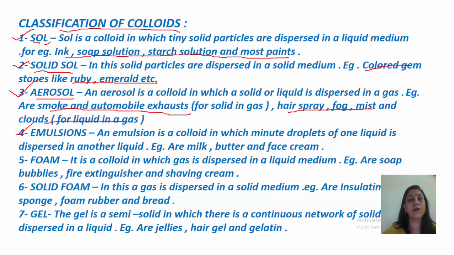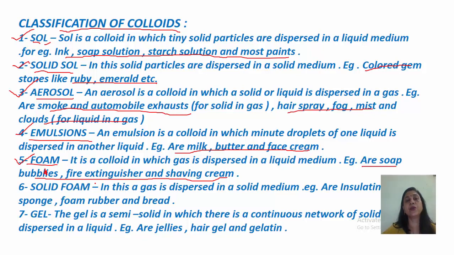Emulsion is a colloid in which minute droplets of one liquid are dispersed in another liquid, meaning liquid in liquid. Examples are milk, butter, and face cream. Number fifth is foam. It is a colloid in which gas is dispersed in a liquid medium. Examples: soap bubbles, fire extinguishers, and shaving cream.